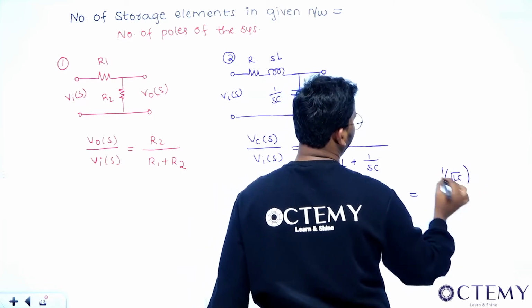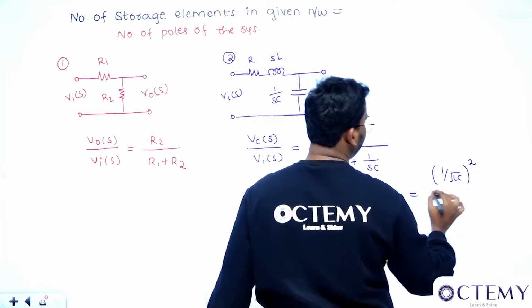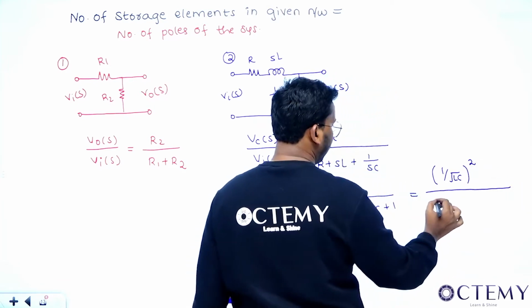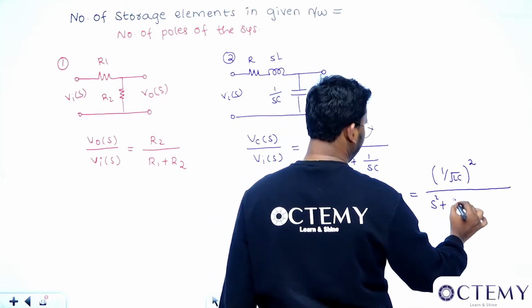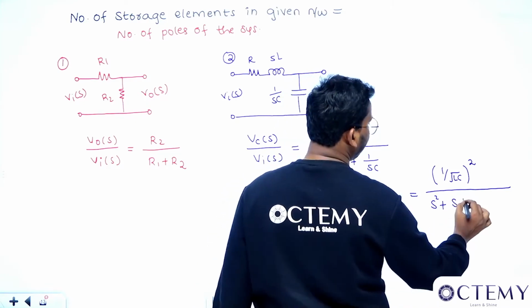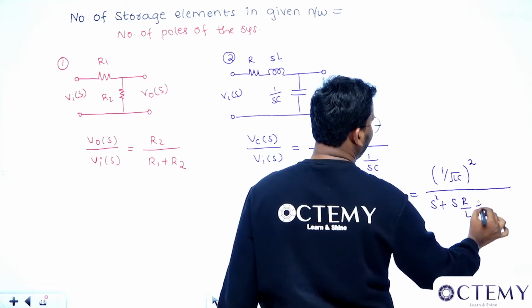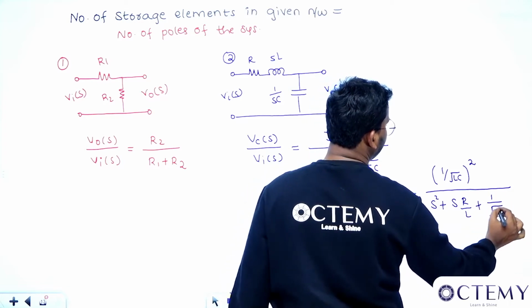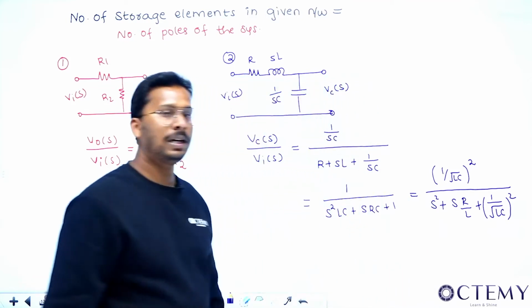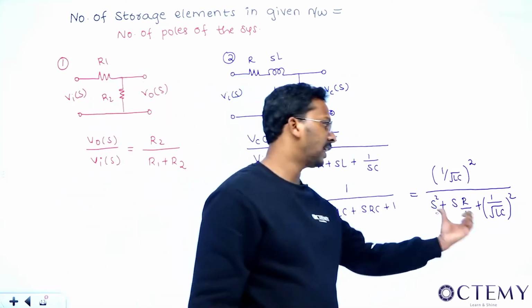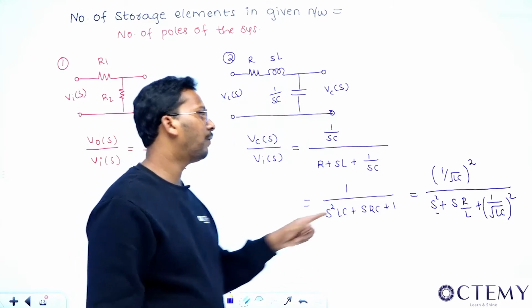This is kind of standard, sir, you can remember them, divided by S square plus S into R by L plus 1 by root LC square. If you see, what is the characteristic equation here? This is the characteristic equation here, that is of order 2.